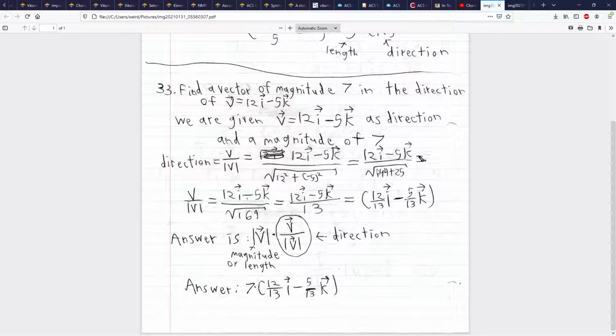We can continue from here. We have the square root of 169 eventually, and that's a perfect square, so it makes 13. Then the direction will be 12 over 13 i minus 5 over 13 k, and the answer will be in this form, of course. We basically have it now. The magnitude, the length, as a whole is 7. So the vector we want is 7 times the direction: 12 over 13 i minus 5 over 13 k.